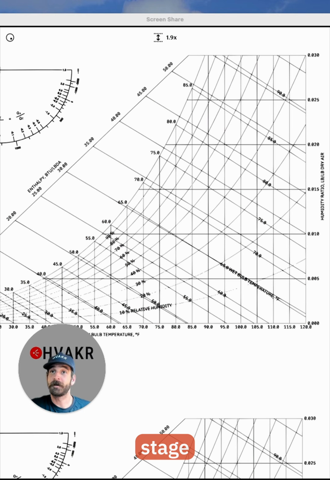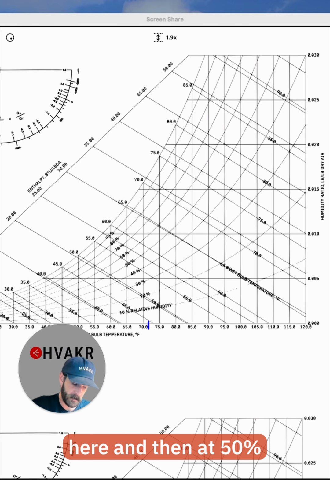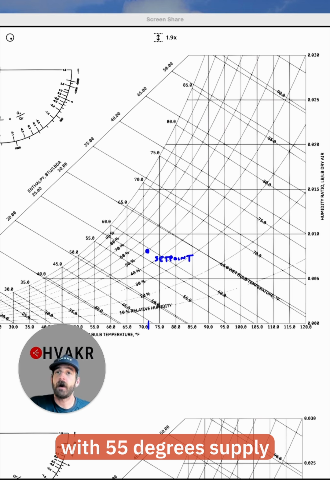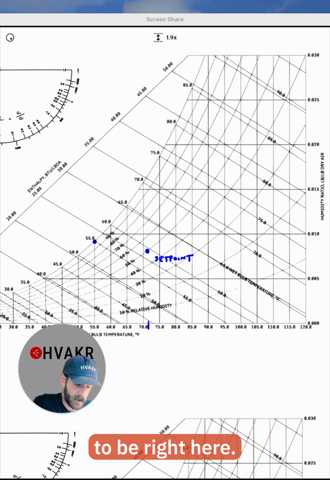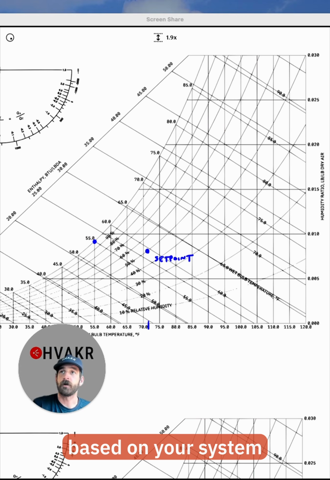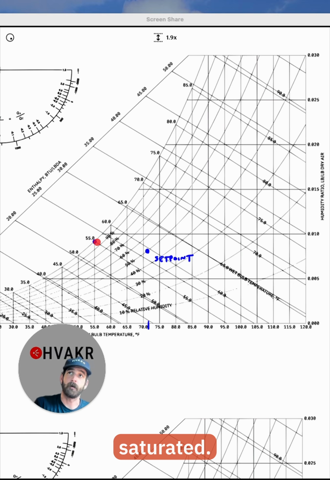All right, setting the stage on the psych chart. Our set point is 72 degrees at 50%, which means we're going to be right about here, and then at 50% puts us right here. This is going to be our set point. Now, we're starting with 55 degrees supply air to the space as our assumption, which is going to be right here. Almost certainly it's going to be at the dew point line because based on your system setup, you're going to end up having some outside air intake. It's going to be mixing, and then you're going to have to cool that air, and it's going to be saturated.